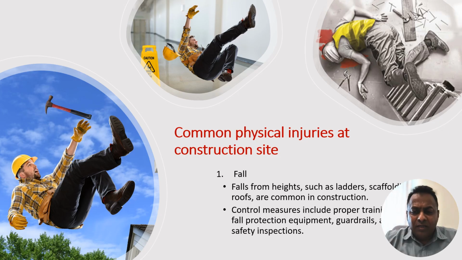So the common physical injuries at construction sites, such as falls from height, from ladders, scaffolding, roofs, and common construction areas. Control measures include proper training, fall protection equipment, guard rails, and safety inspection.